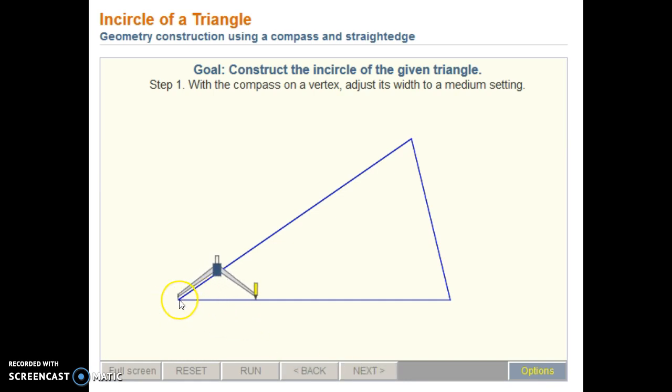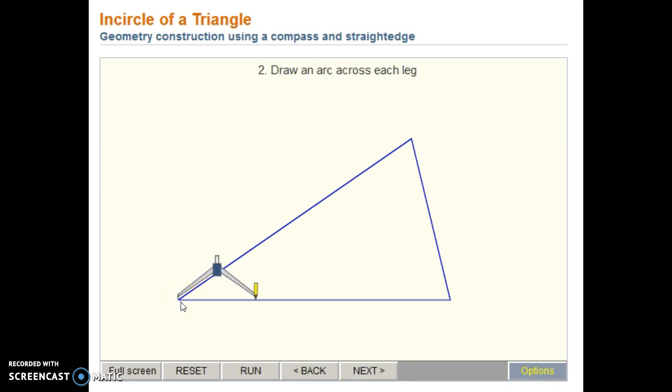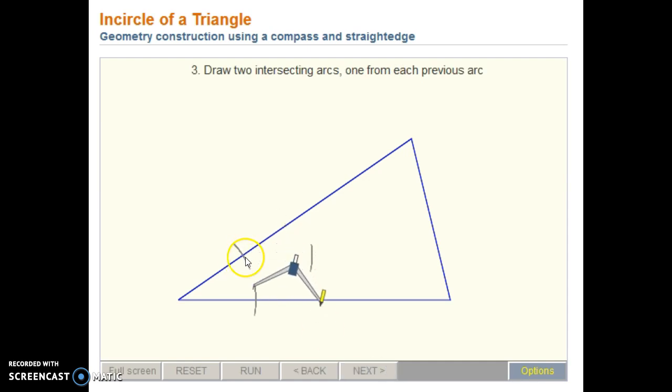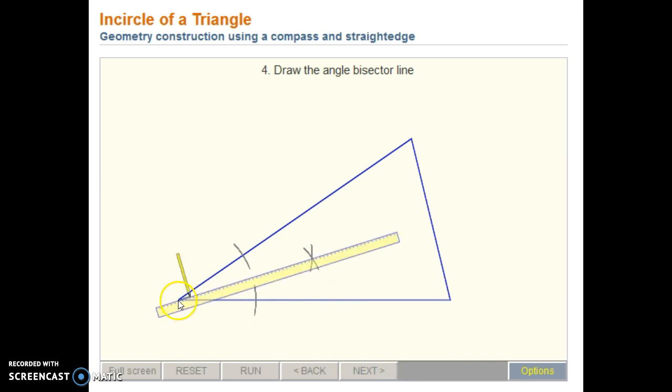So you're going to place the point of the compass on one of the vertices and you're just going to draw an arc that goes through both sides of the triangle. Then you're going to place the point of the compass on the intersection of that arc and draw both of those so that they intersect in the middle. That is going to help you create the angle bisector. Now you're going to be able to use a straight edge to connect from that angle to the intersection. So that's one angle bisector.